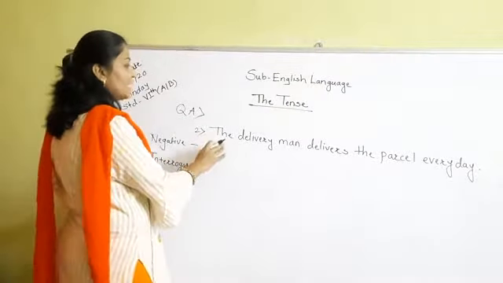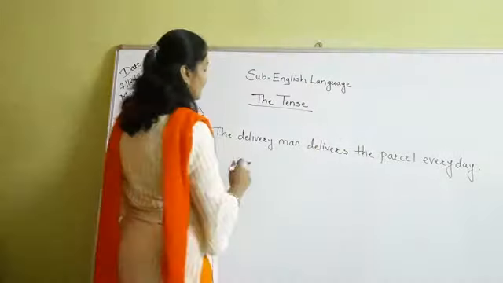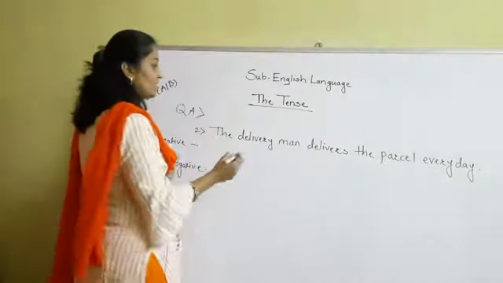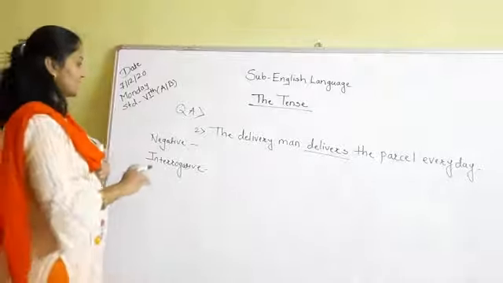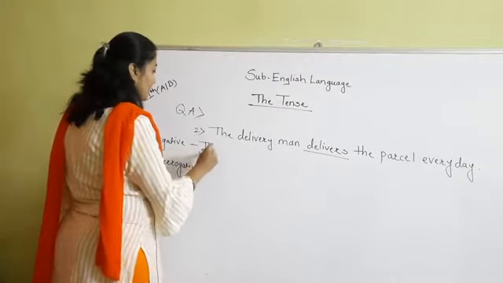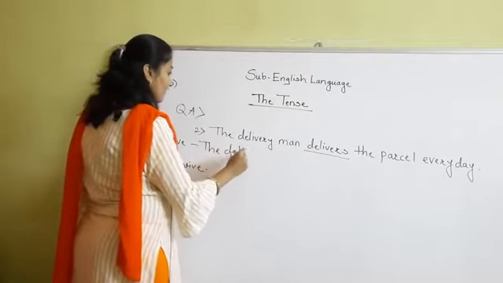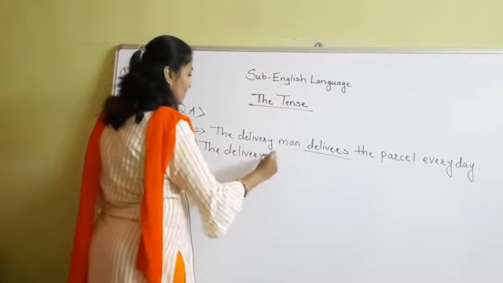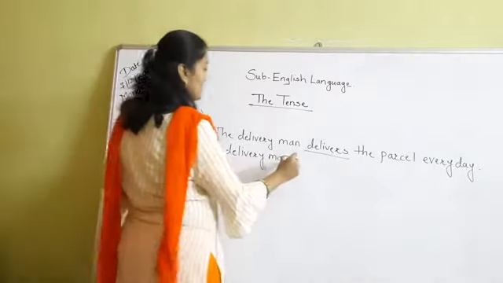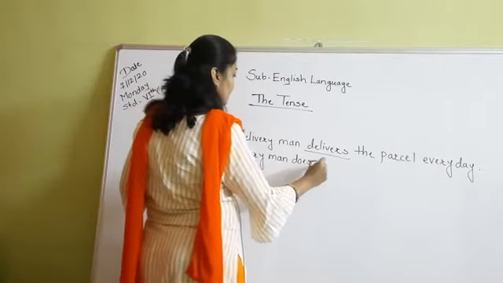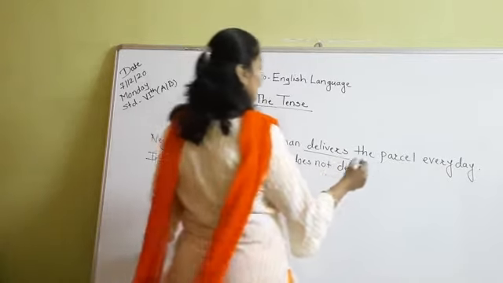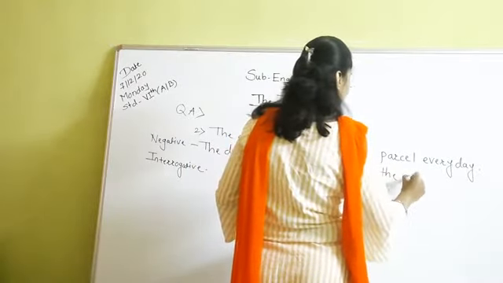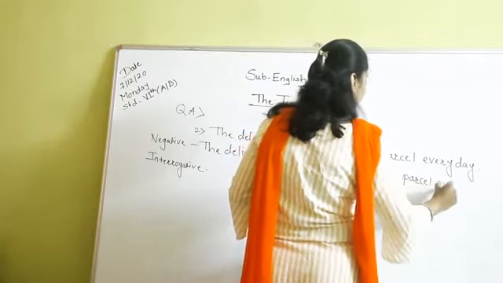Now see students, the delivery man delivers the parcel every day. Which is the verb here? Delivers. That is of the simple present tense. Now we have to form the negative sentence. So we will write like this: The delivery man does not deliver the parcel every day.